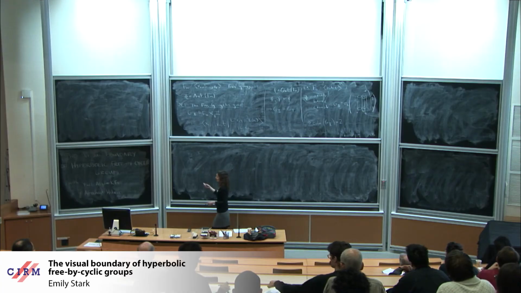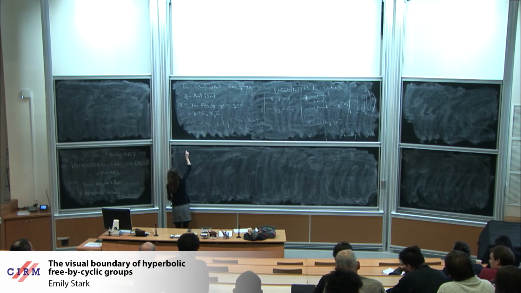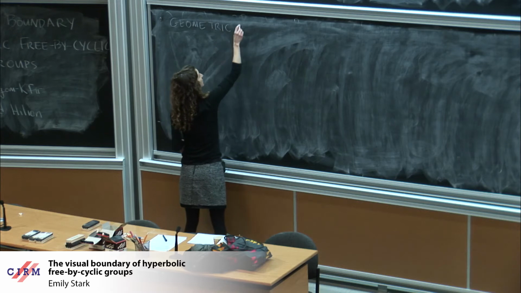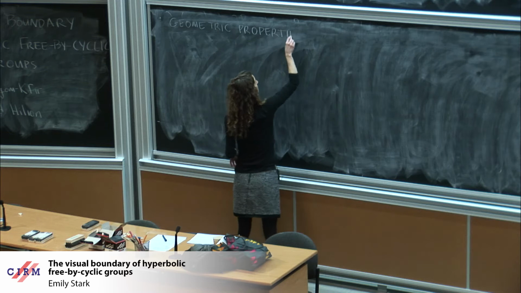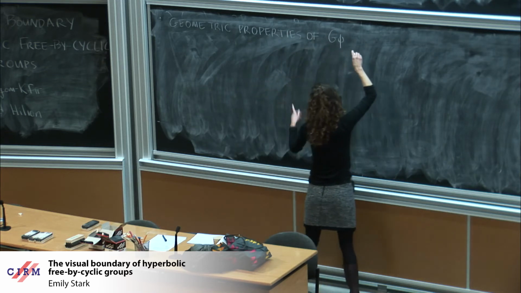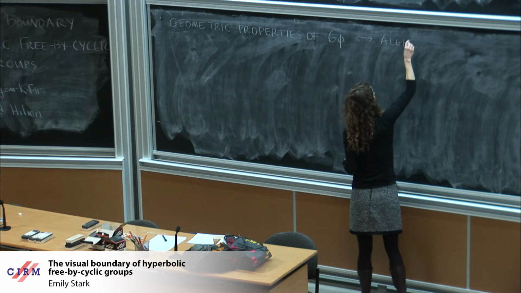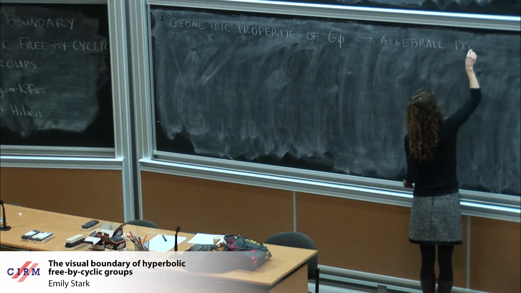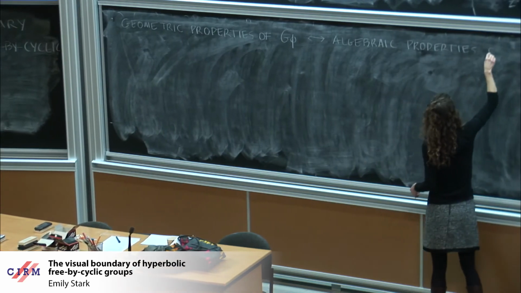One approach to studying free-by-cyclic groups is to understand the correspondence between geometric properties of the free-by-cyclic group G phi and algebraic properties of the automorphism or outer automorphism.